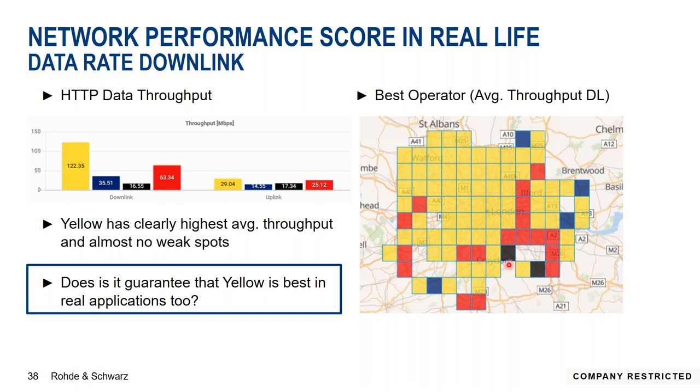In this case, but does it really guarantee that yellow is best in real applications? Well, this is a question that you need to think about, because different applications may work differently as well. But in general, we can say that yellow has the best data for the whole of London.